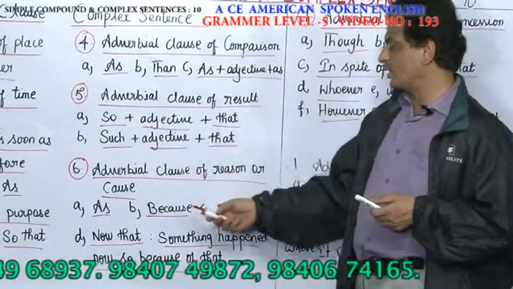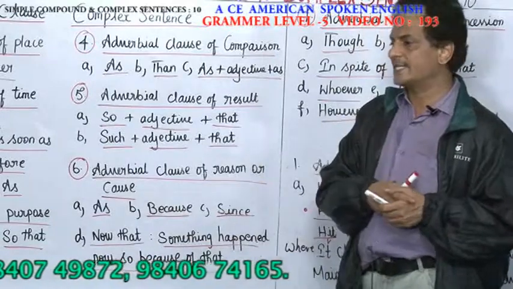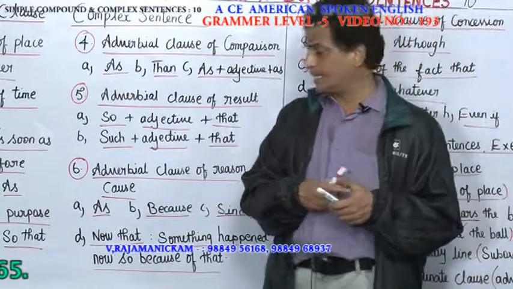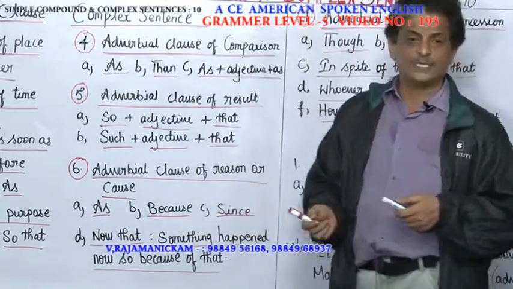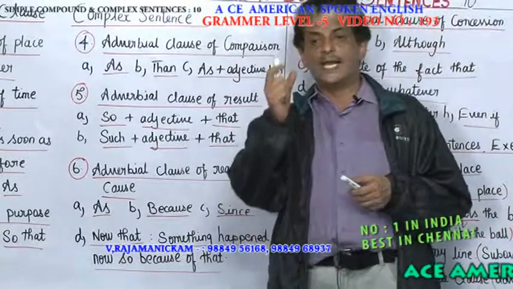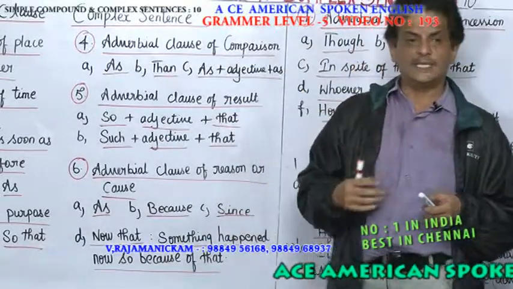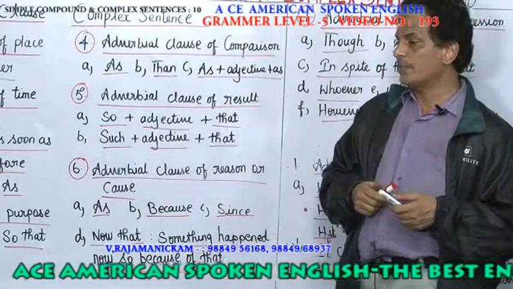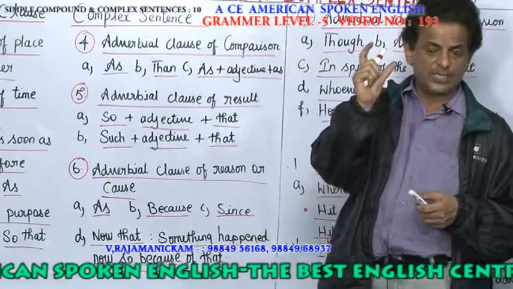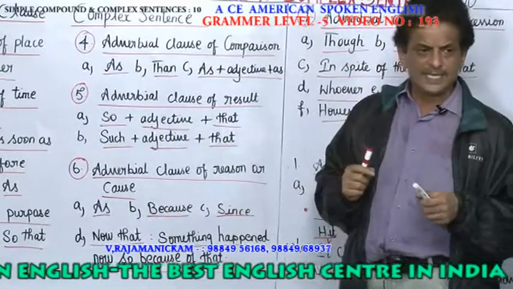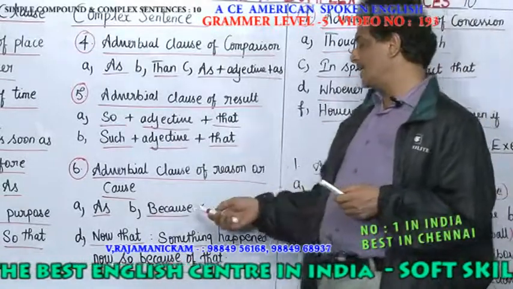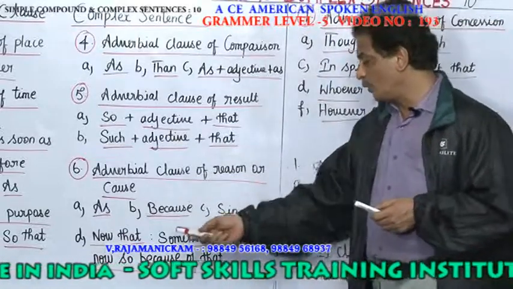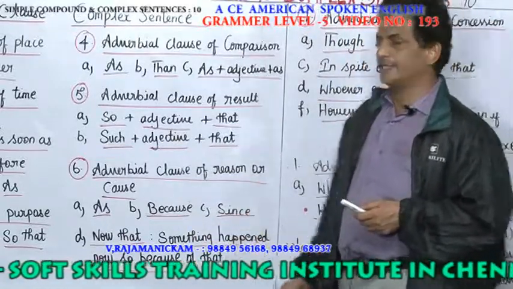Adverbial clause of reason or cause. As. Could you form a sentence using as for a reason? I didn't attend the class. What reason? As I was suffering from fever and headache. So I didn't attend the class is a separate sentence. You ask the reason. Why didn't you attend the class? As I was suffering from fever. As I was suffering from fever depends upon the sentence I did not attend the class. So once again, because it is a very easy sentence, isn't it? Because, since, now that. Something happened now, so because of that, now that.